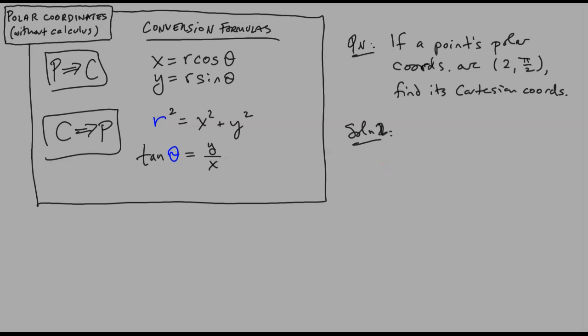Just sketch a quick picture. If the polar coordinates are 2, pi over 2, where does that live in the plane? Well, think about what that means. We rotate through pi over 2, and we shoot the point 2 units out, so that takes us somewhere here, 2 units away. Okay, what are the Cartesian coordinates of that point? Well, obviously, they are 0, 2, and that's the end of the story.